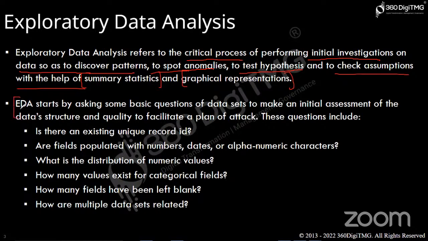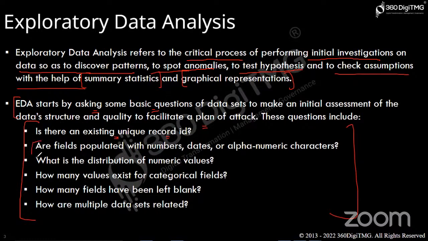So when it comes to EDA, EDA starts by asking some basic questions. We are trying to know what happened in my data. When I'm saying descriptive analytics, the question that we ask is what happened in my data? What are the different trends I have in my data? Based on that, we are going to plan. The different questions that we ask are: is there an existing unique record ID? Is there an existing unique record ID that we are going to look into?